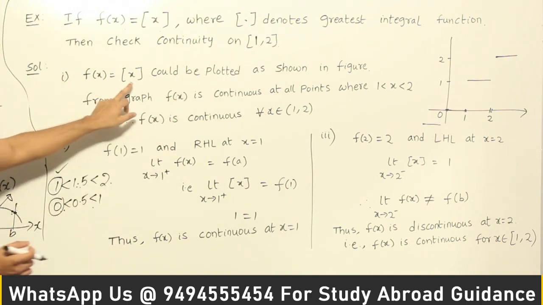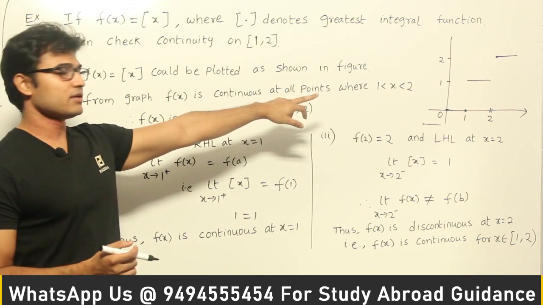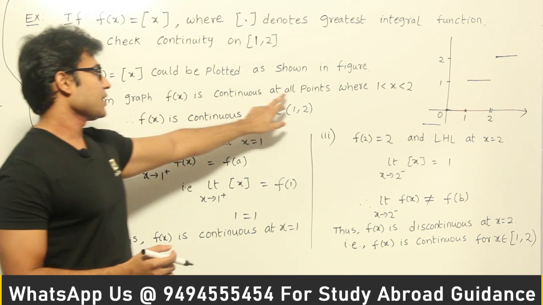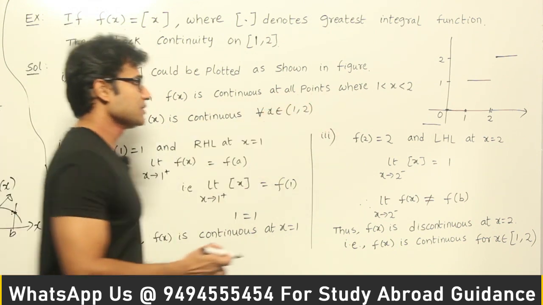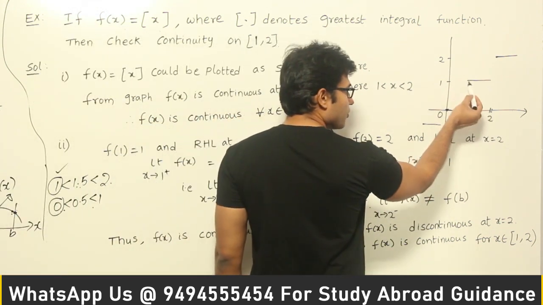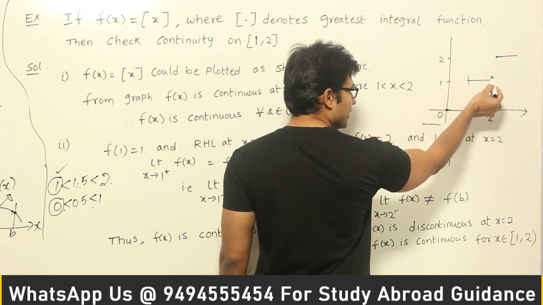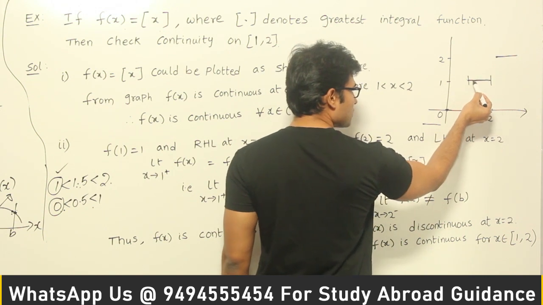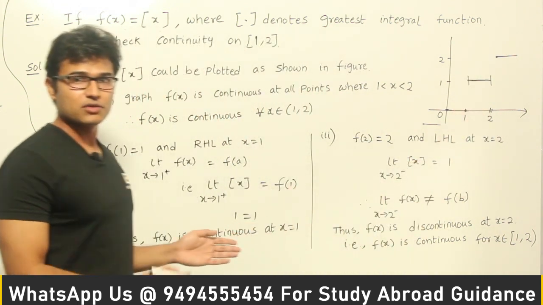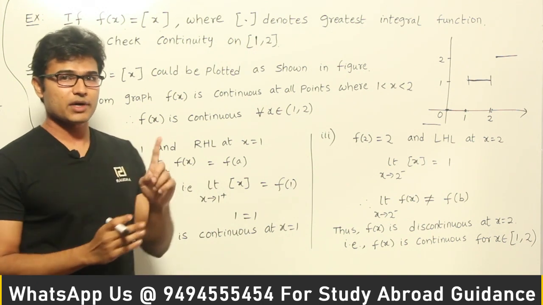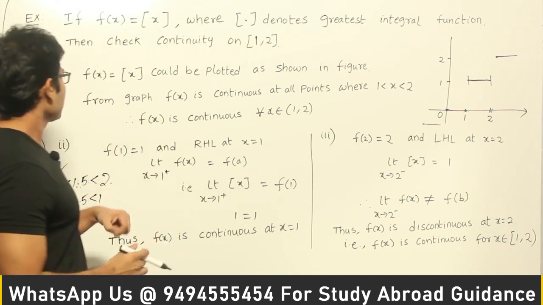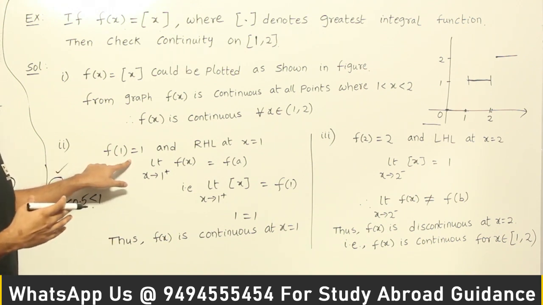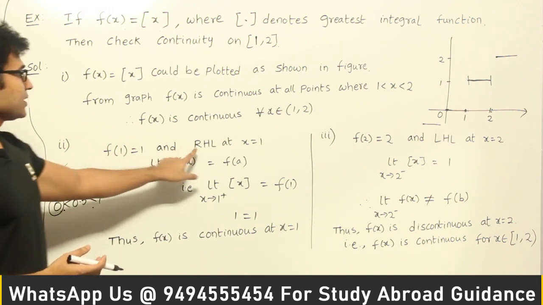First one: f of x equal to step x could be plotted as shown in the figure. That is where we have shown it. Now from the graph, f of x is continuous at all points from 1 to 2. Between these two, it is definitely continuous, right? There are no holes or jumps. It is a continuous straight line. Therefore, it is definitely continuous for all the points between 1 and 2. So condition 1 has been satisfied. Now what is condition 2? Condition 2 is nothing but we have to find out the right hand limit at the initial point, right? Now what is the right hand limit at a?